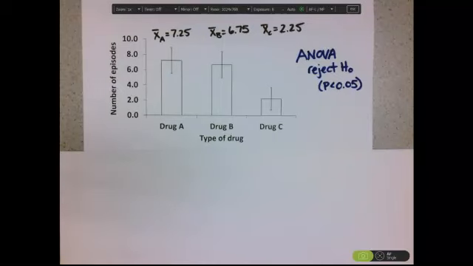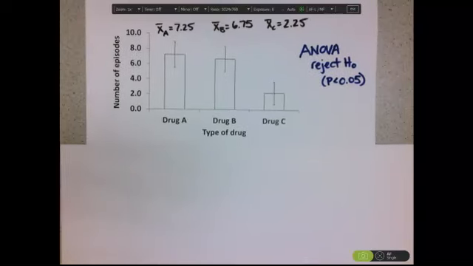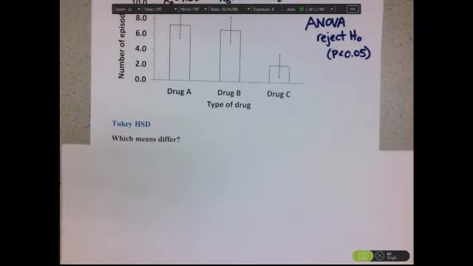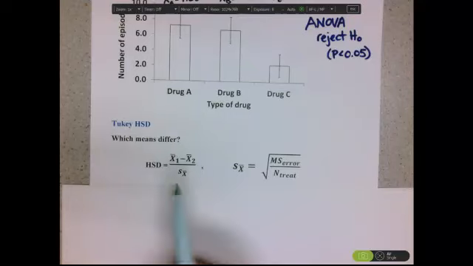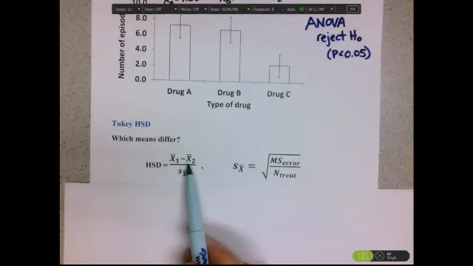However, all an ANOVA will tell us when we reject the null hypothesis is that at least 2 of the means are different, and we do not know which ones. So what we can do is this Tukey's test to figure out which means differ. When we look at the calculation for the honestly significant difference test, we're going to take the mean for the 2 treatments that we want to compare. We're comparing 2 treatments at a time.